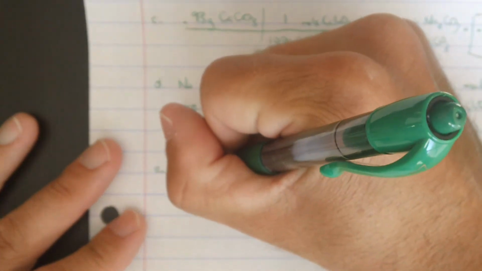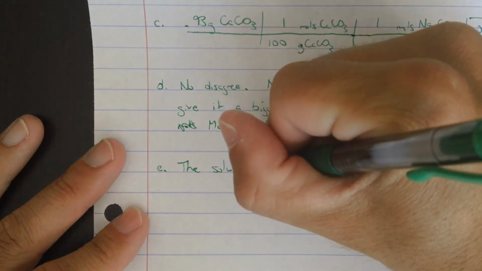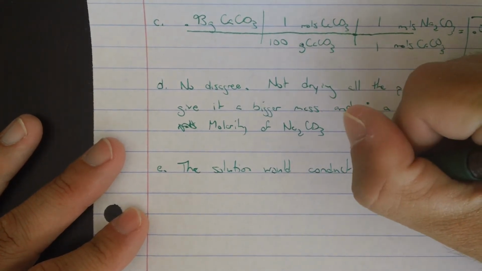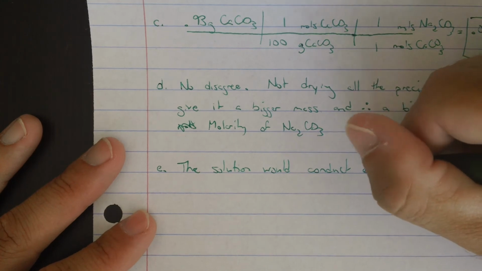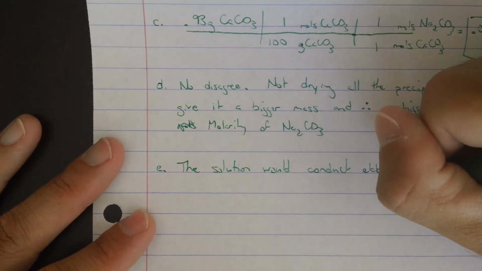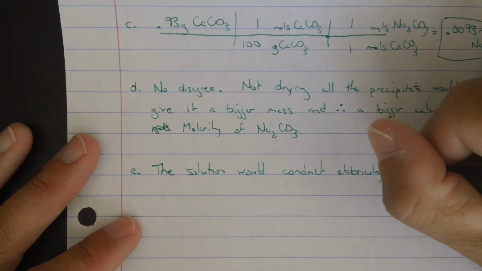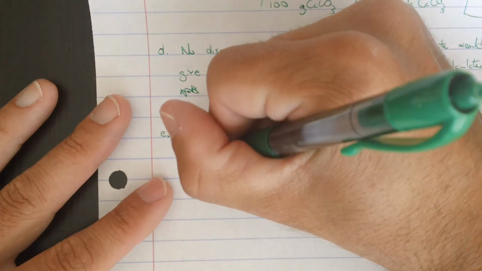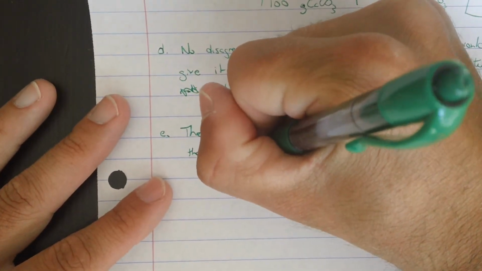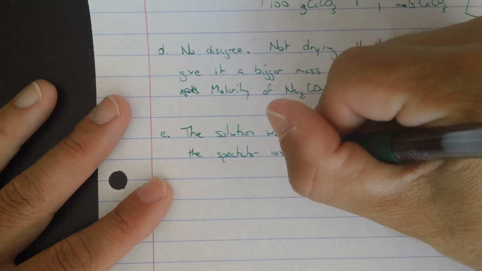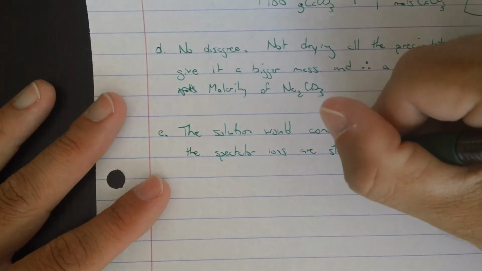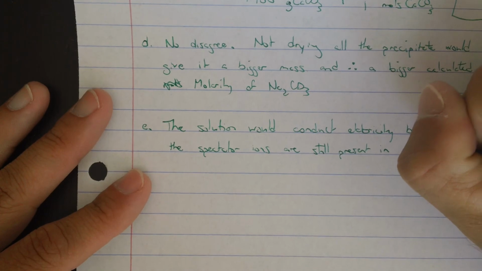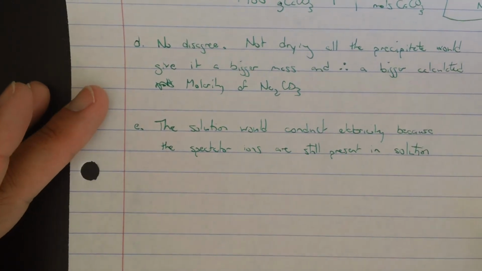the solution would conduct electricity because the spectator ions are still present in solution. That's how I'd write that.